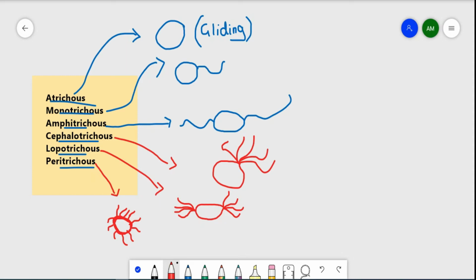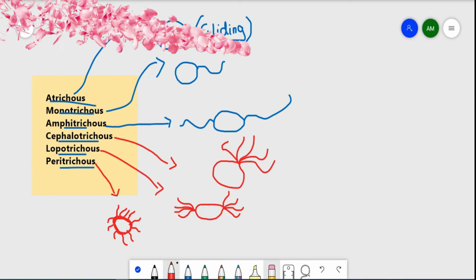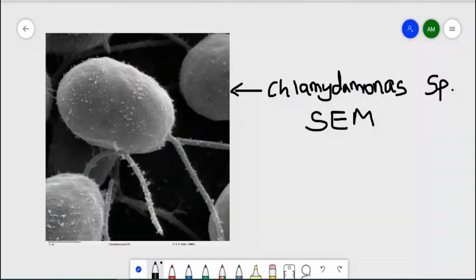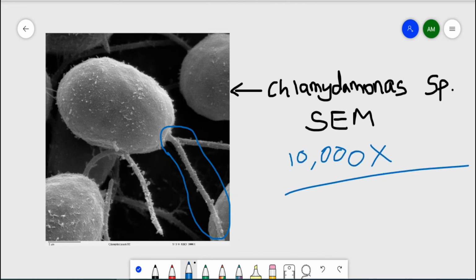And all of you who have never seen a flagella in your real life, this is your best chance. Let me show you a real flagella. This is how a flagella looks like. The specimen you see here is a Chlamydomonas species. A Chlamydomonas is a type of bacteria, and what you see here is a scanning electron micrograph of it, taken under a resolution of 10,000 times. So as you see, the Chlamydomonas has only one flagellum. So Chlamydomonas is a monotrichous bacteria.